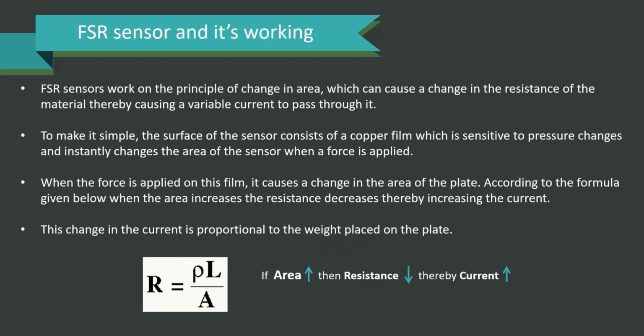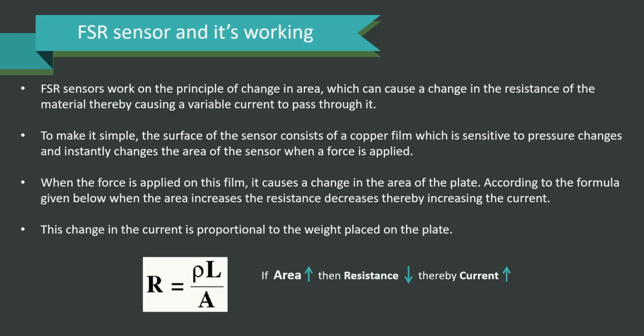FSR works under the principle of change in area which can cause a change in the resistance of the material, thereby causing a variable current to pass through it. To make it simple, the surface of the sensor consists of a copper film which is sensitive to the pressure changes and instantly changes the area of the sensor when a force is applied. When a force is applied on this film, it causes a change in the area of the plate.